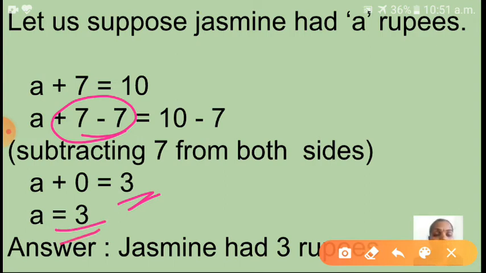So here A is what? That Jasmine had this much rupees. A rupees, isn't it children? So your answer is what? Jasmine had 3 rupees at start. That is your answer. Okay.